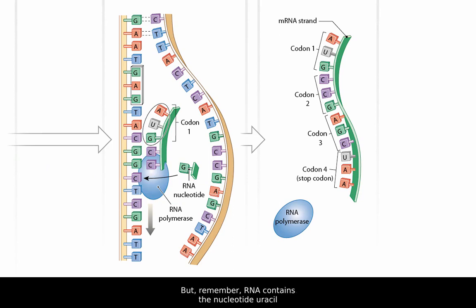But remember, RNA contains the nucleotide uracil, which binds with adenine. So we see A with T, U with A, and G with C. A group of 3 mRNA nucleotides is called a codon, and each codon codes for a particular amino acid in a protein. Transcription ends in the third step, when the DNA template strand reaches a stop signal.